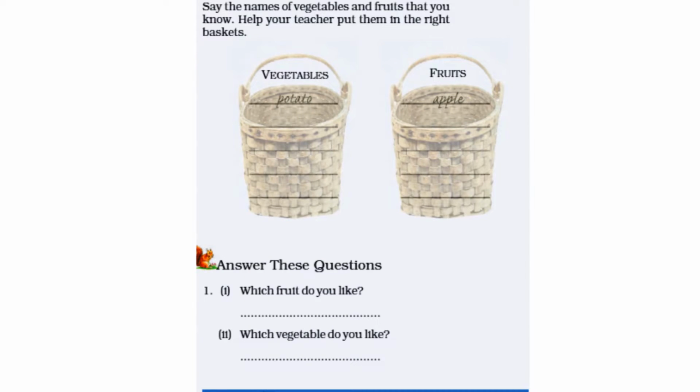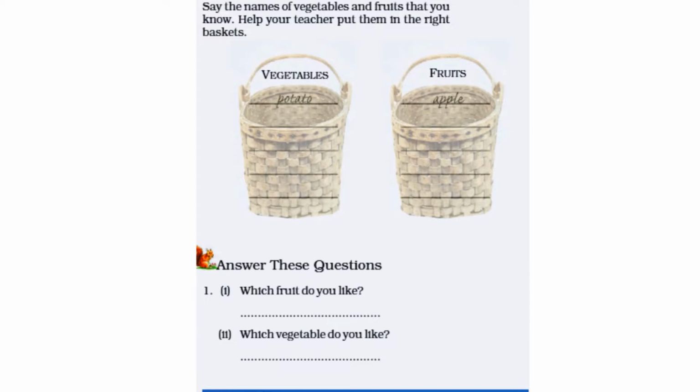Say the names of the vegetables and fruits that you know. Help your teacher put them in right baskets. So, which are vegetables and which are the fruits? We have to differentiate and we have to write here. Under vegetables, we are going to write potato. They have already written. So, we are going to add here other vegetables from the pictures they have shown.